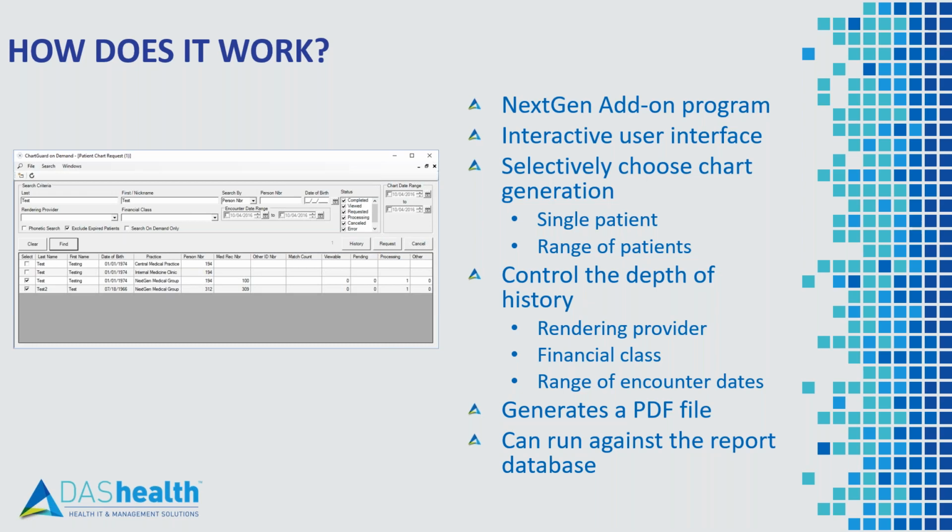So bottom line, how does the software work? It's a NextGen Add-On program that gets physically installed in your environment. It has an interactive user interface, and you'll see that in the demonstration that Joe takes you through. You can selectively choose a chart generation for a single patient or for a range of patients. You can control the depth of history by entering a range of encounter dates, by picking a particular rendering provider, or by picking a particular financial class as well. The end result is it generates the medical history in a PDF file format.